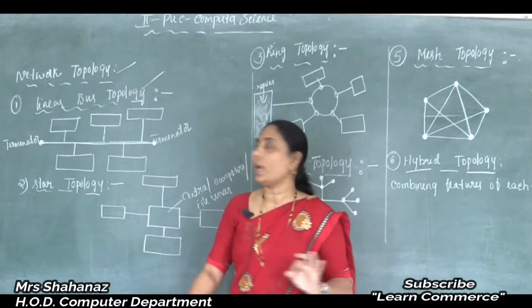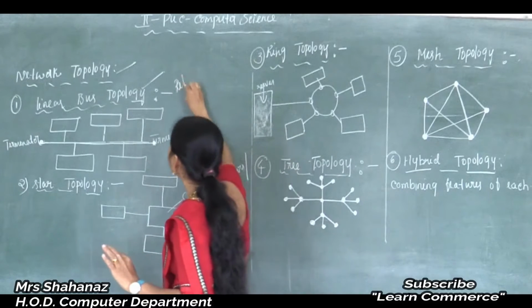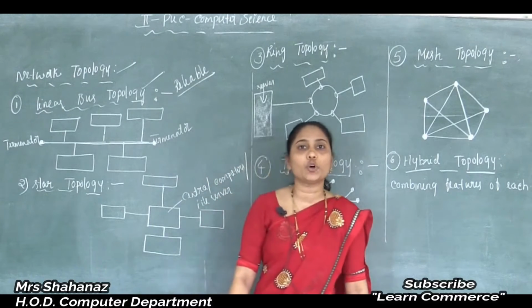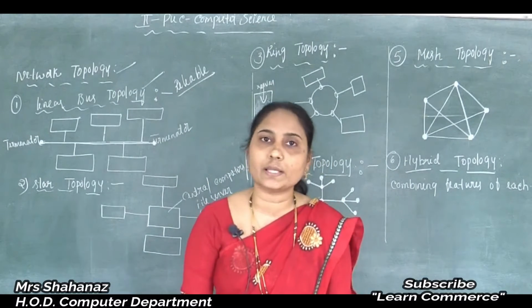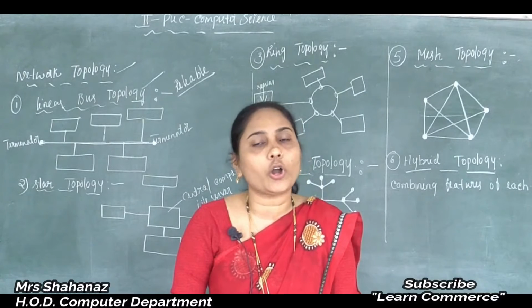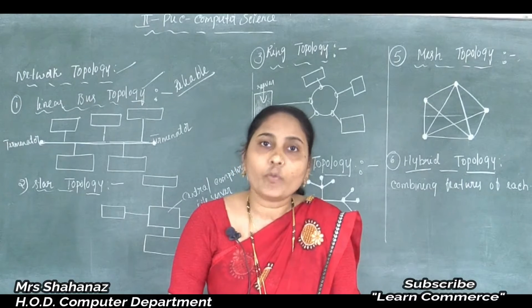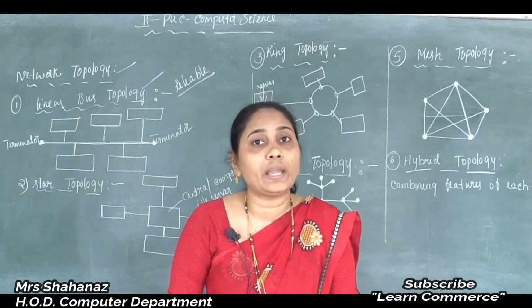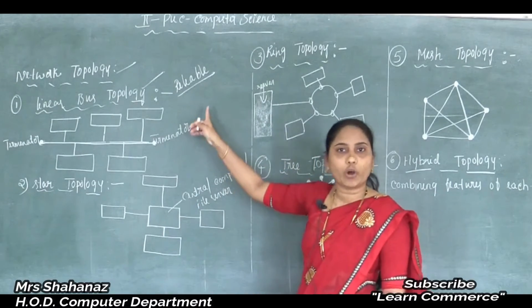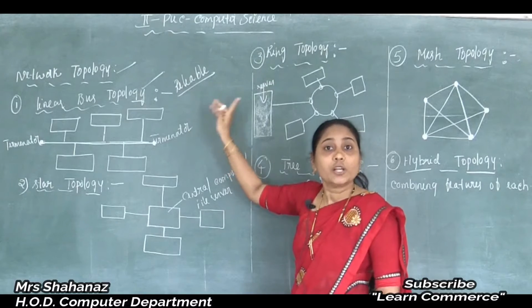This topology is also called the reliable topology. Now, why is it called the reliable topology? The meaning is very simple. If any machine or node goes down, meaning if anyone fails here, the network is not going to go down, the network is not going to stop.